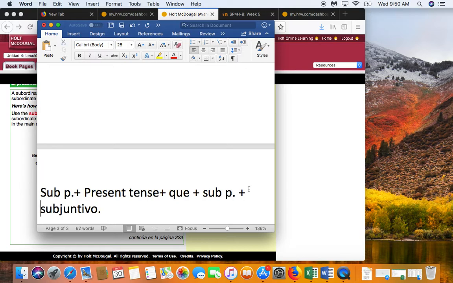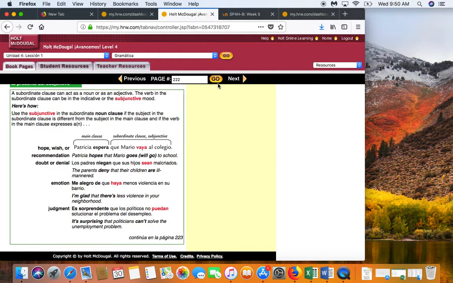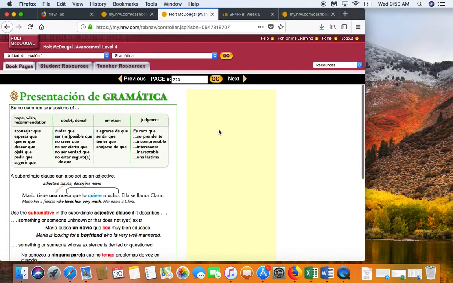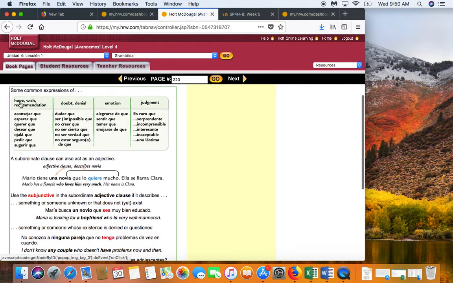All right, so we are going back here to the next page again. So right here, every time you use hope, wish, recommendation, these are the verbs, okay? And those verbs must be in present tense because that's the first verb you're going to use in the sentence. Now be careful with ojalá. Ojalá you cannot conjugate it. It's just ojalá and you cannot say yo ojalá. Just ojalá que and then the subjunctive. I will have an example for you with ojalá. So all this must be in present tense.